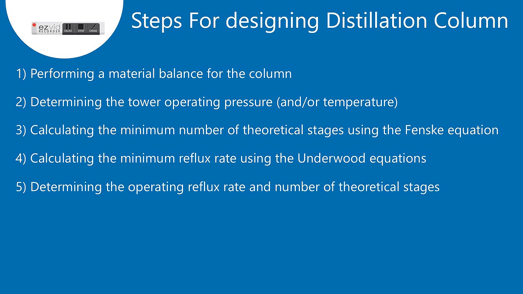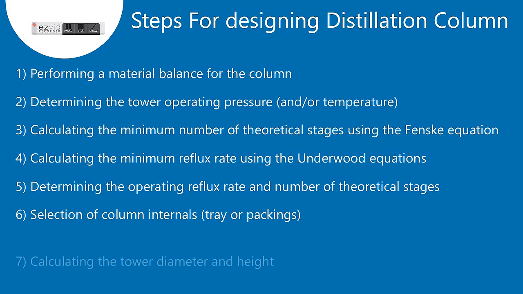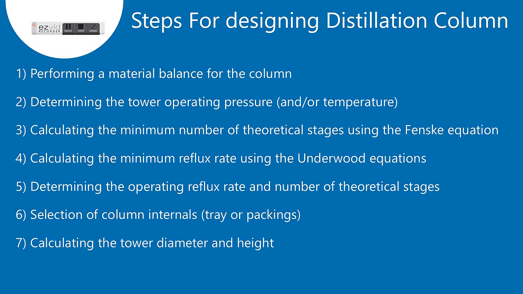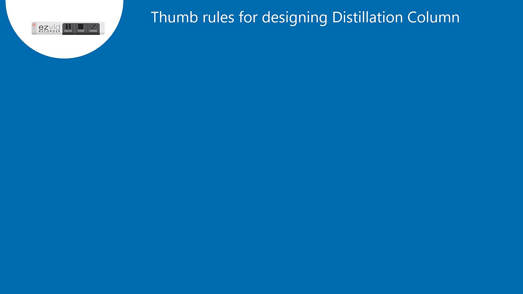Determining the operating reflux rate and number of theoretical stages. 6. Selection of column internals, tray or packings. 7. Calculating the tower diameter and height. These are the thumb rules for designing distillation column. So every time before designing we can use the experience and make use of these thumb rules.